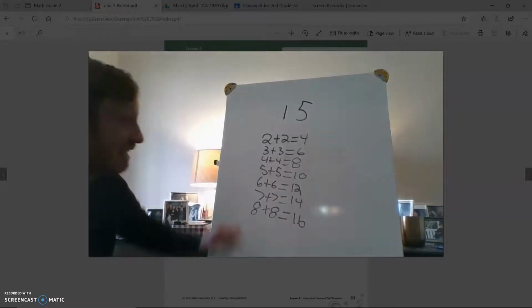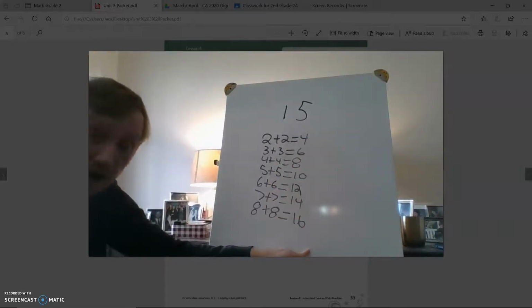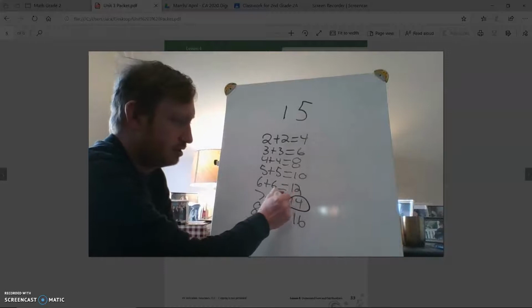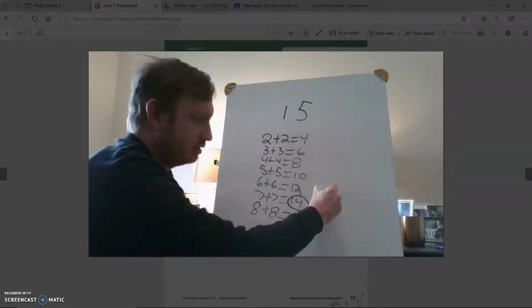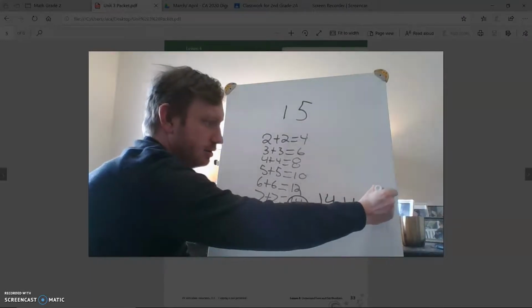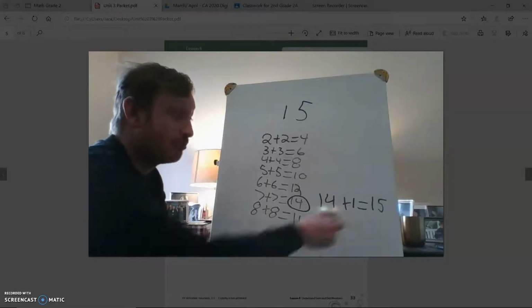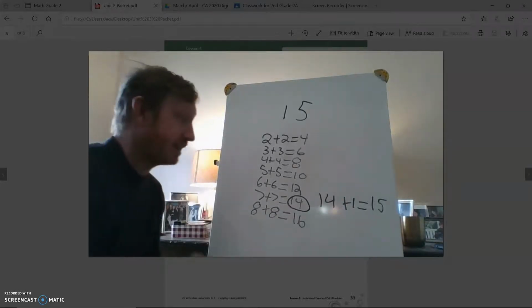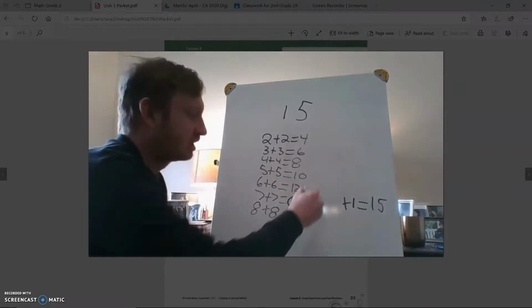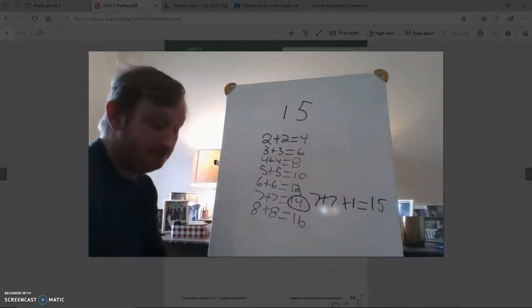And what we can see is that 15 is not in any of our doubles. But we have 14. And 14 plus 1 is 15. So we know that this is an odd number because we can't break it into evens. We can break it into evens plus 1 because we could also write it as 7 plus 7 plus 1 is 15.